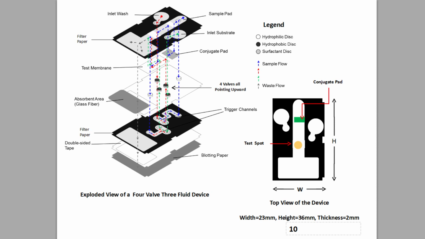The top paper also has 2 cuts in it. One is covered by the conjugate pad and the other by the nitrocellulose membrane. The arrows in this figure serve to illustrate the fluid flow.